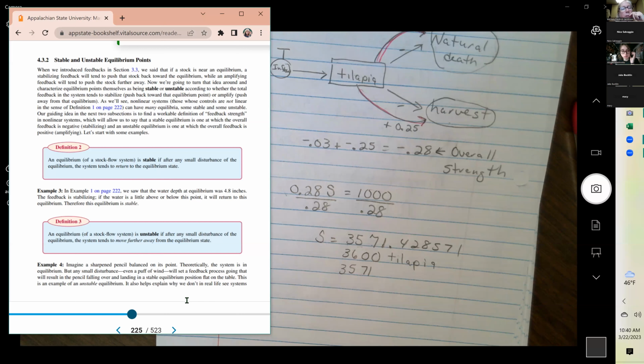I guess it will. Saw the water depth. Yeah, we'll stop there. Any questions?